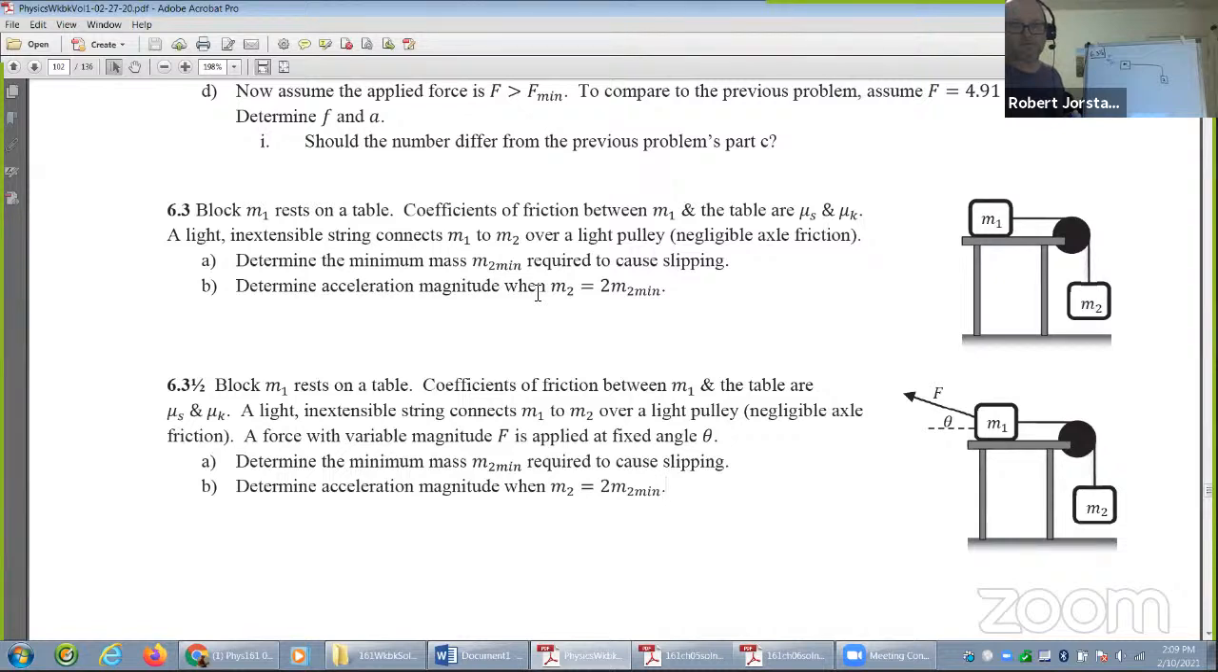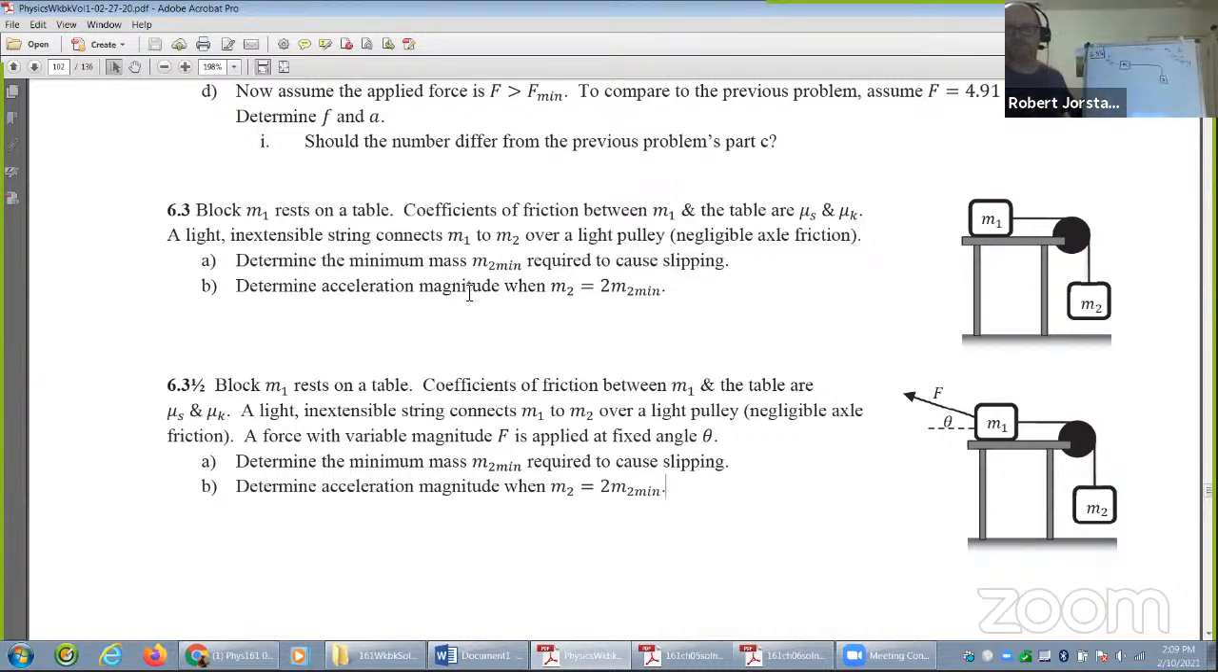We're not told the acceleration. Oh. Min M2 to cause slipping.